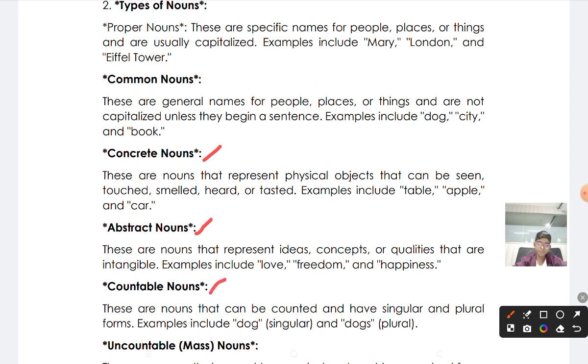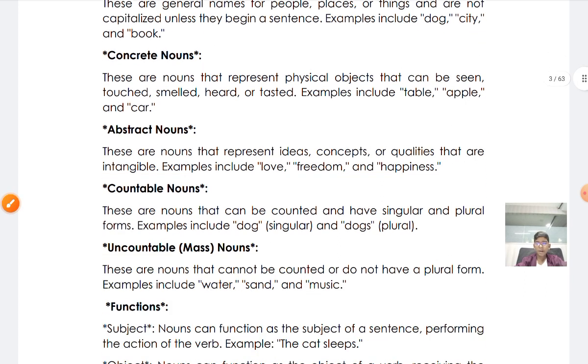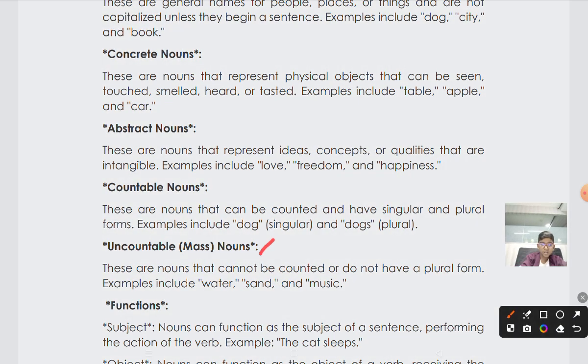Countable nouns. These are nouns that can be counted and have singular and plural forms. Example is dog, singular, and dogs, plural. There are many other plurals. For example, take another example, song, singular, songs, plural. And next comes the uncountable nouns, also known as mass nouns. These are nouns that cannot be counted or do not have a plural form. Examples include water, sand, and music.